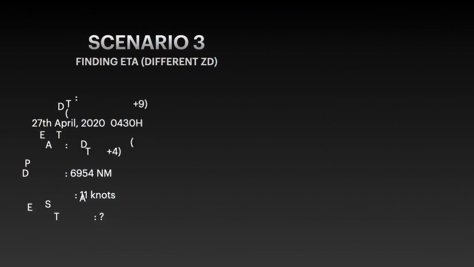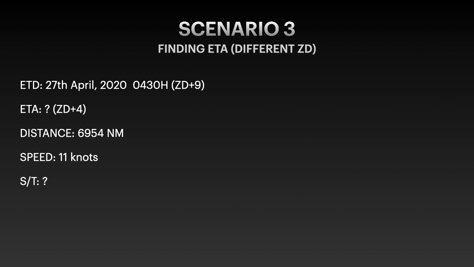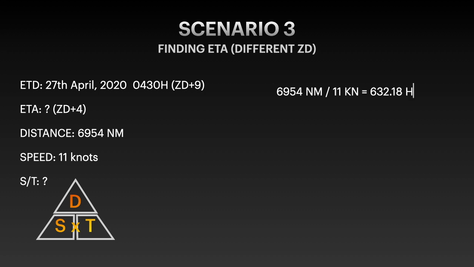So para makuha natin yung steaming time natin, gamitin natin yung DST pyramid. Ang nawawala natin is yung time. So 6,954 nautical miles divided by 11 knots. Ang sagot natin dun is 632.18. So para makuha naman natin yung days, 632, tanggalin muna natin yung decimal point nya. 632 divided by 24 is equal to 26.33 or 26 days.